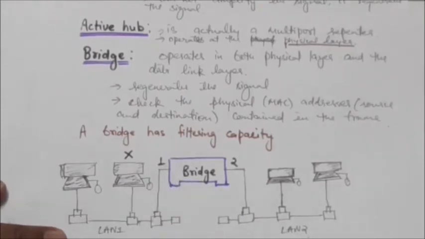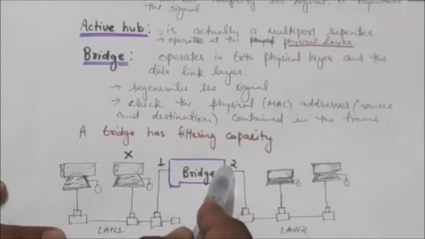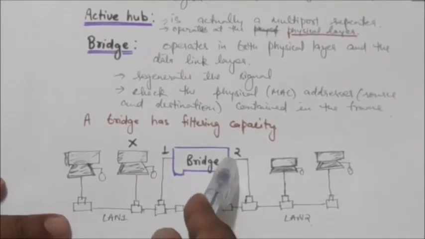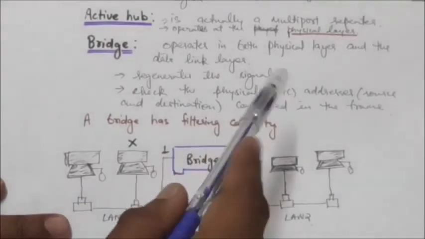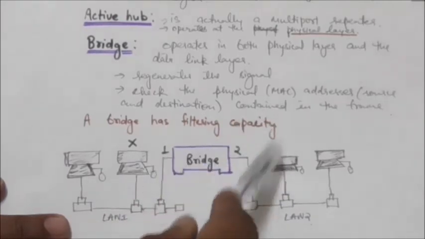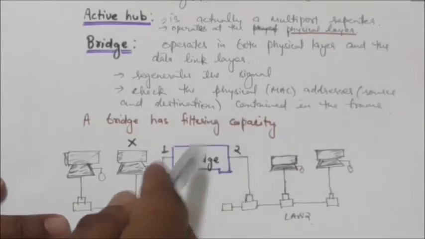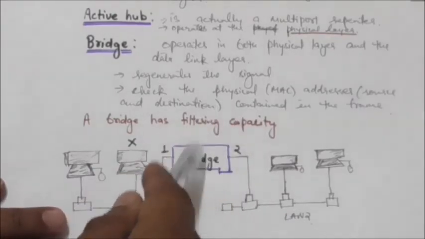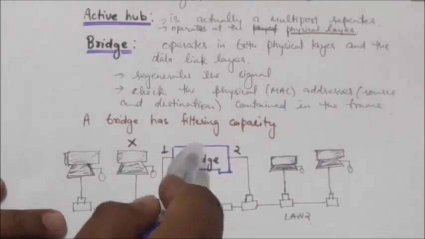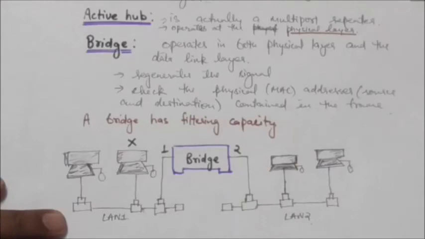But if the frame for station X arrives at port 2, then what will happen? Then the departing port is port 1, and the frame is forwarded, right? So in this example we have considered only this two-port bridge. In reality a bridge usually has more ports, right?